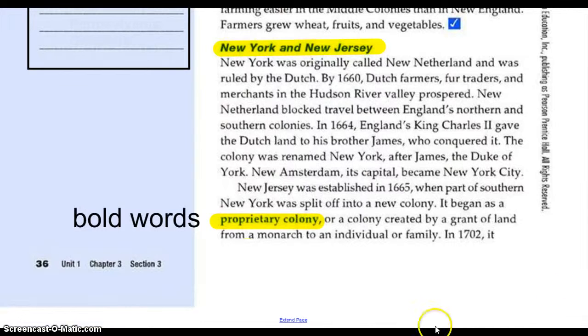Okay, so we're going to continue on with the next section with the heading New York and New Jersey. New York was originally called New Netherland and was ruled by the Dutch. By 1660, Dutch farmers, fur traders, and merchants in the Hudson River Valley prospered. New Netherland blocked travel between England's northern and southern colonies.